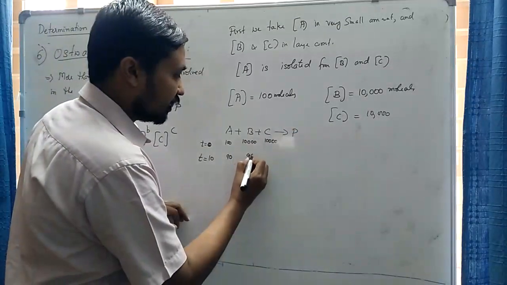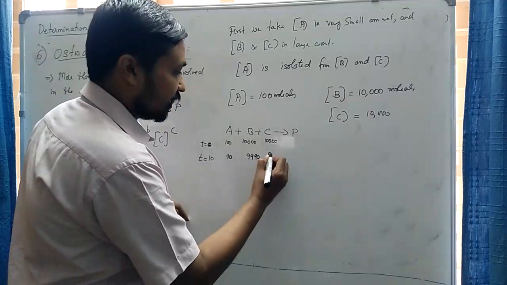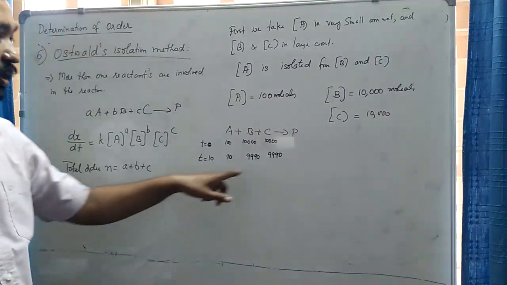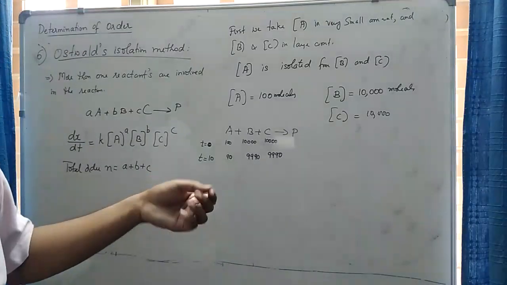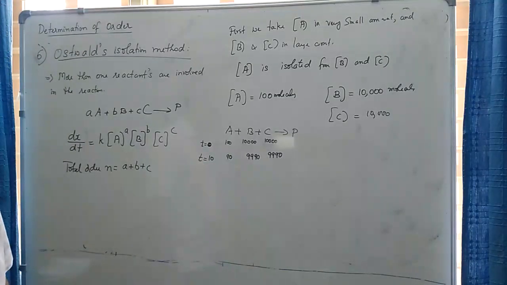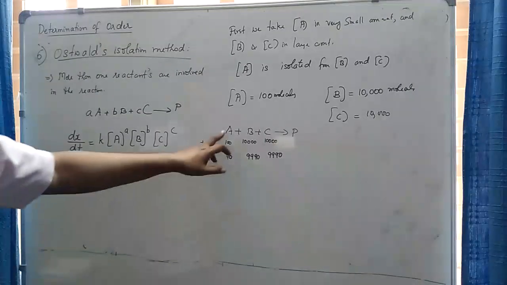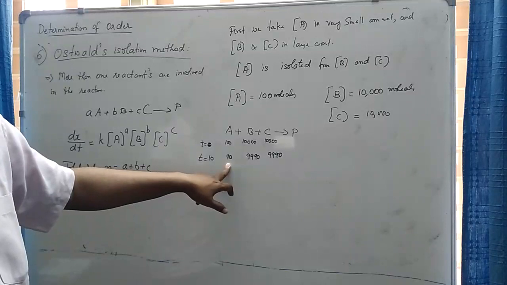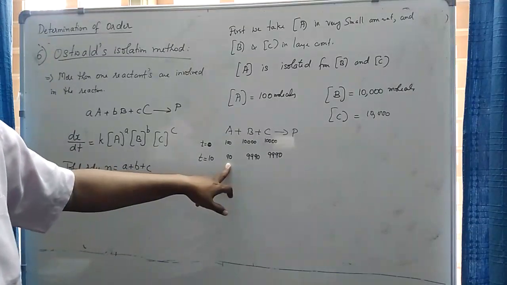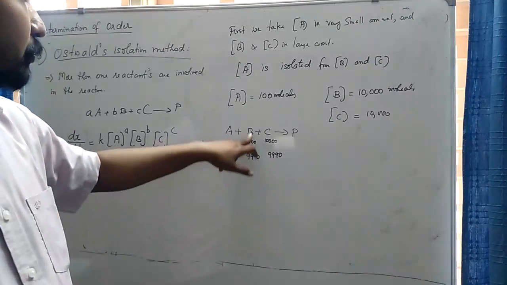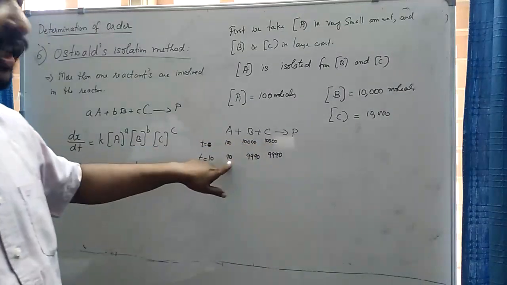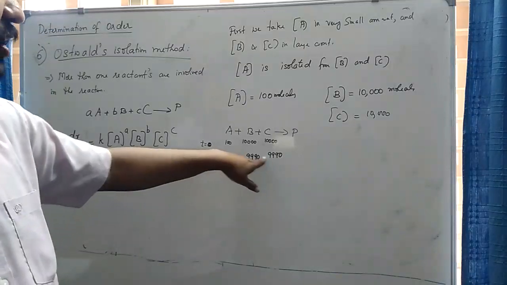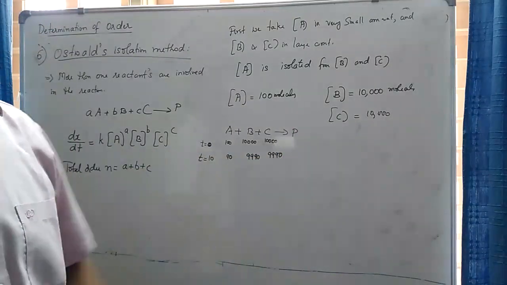So how much is remaining? 9,990. 9,990 molecules are remaining. So these are the concentrations of the reactants that are remaining unreacted. So what percentage of reactant A is consumed? Initially it was 100, now only 90 is left, so 10% of A is consumed. Okay, but if I compare B and C, here 90% of A is left, but 99.9% of B and C are left.